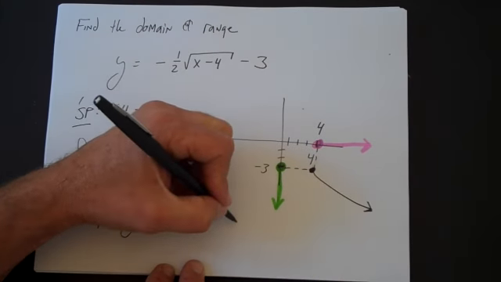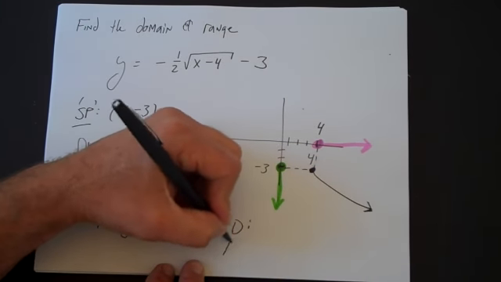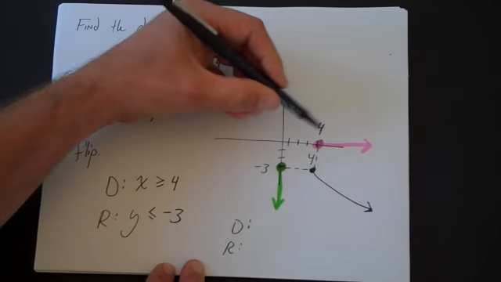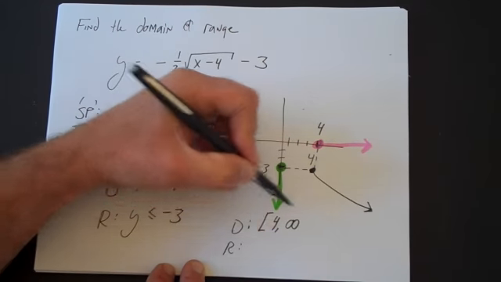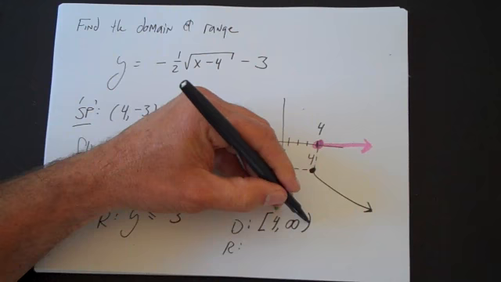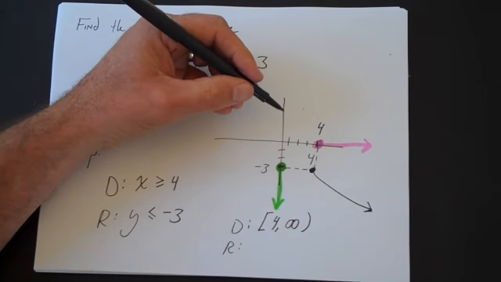If you want to do this in interval notation, the domain would be: the more negative number is 4, and it goes to positive infinity, so it's 4 comma positive infinity. It includes the 4, so that's a closed bracket. With infinity, we always use an open bracket.